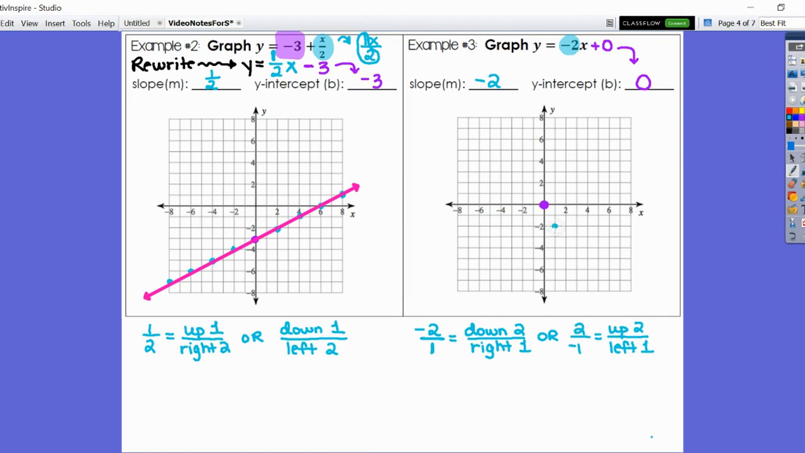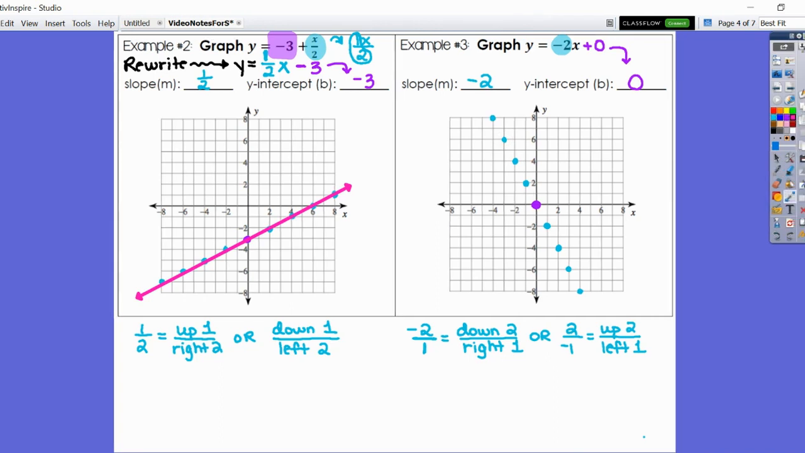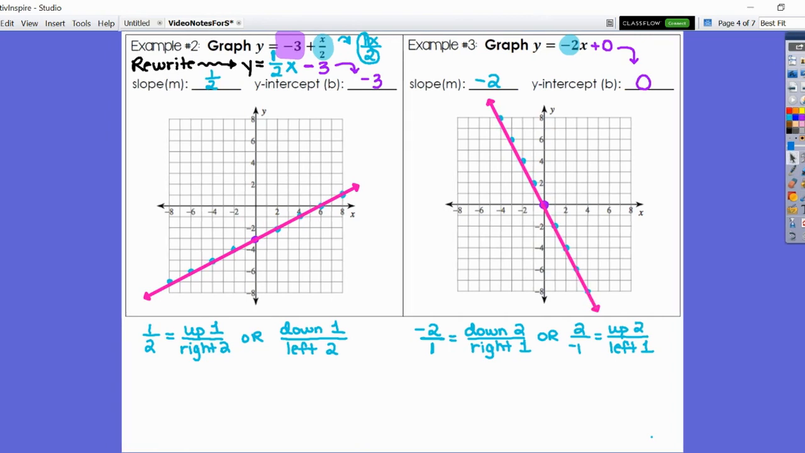So I'll apply the first slope down 2, right 1 until I can't go any further on my graph. To get the rest of my line from that purple point, I go in the exact opposite direction. Up because that's the opposite of down, and left because that's the opposite of right. I must do the exact opposite of both the numerator and the denominator. I go ahead and graph this line, getting my final answer.